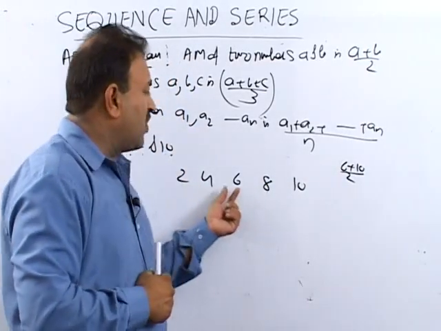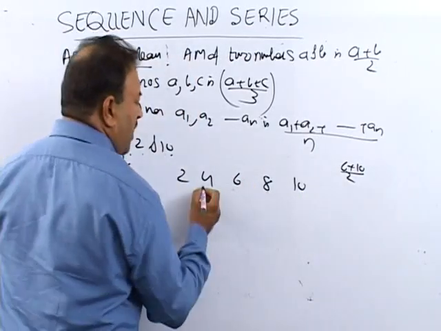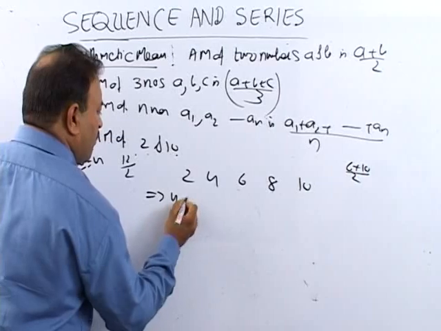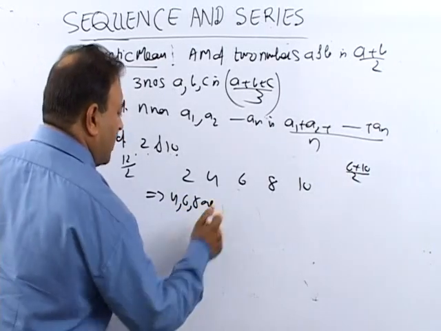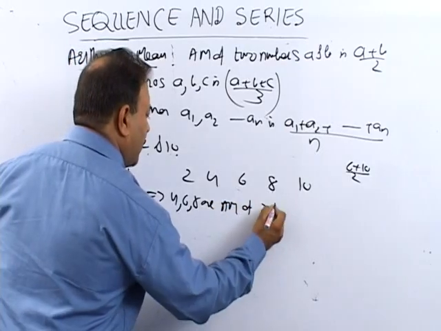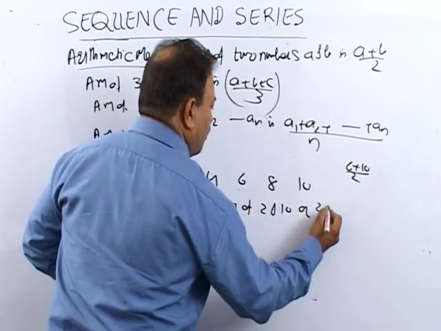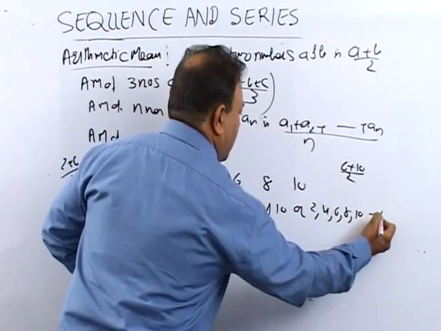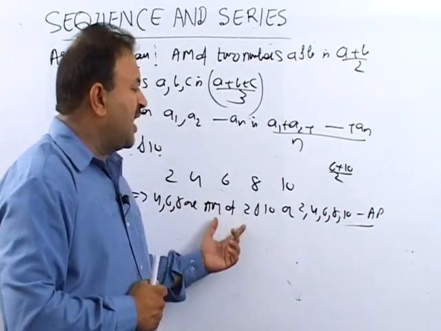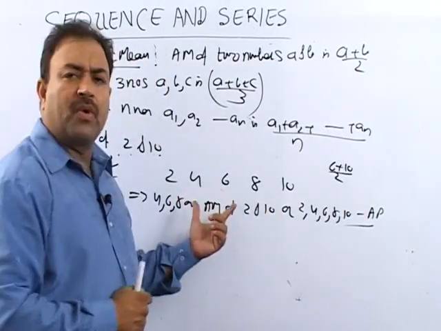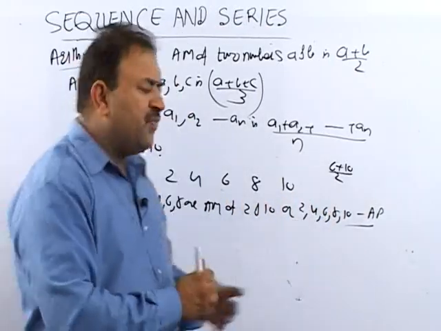If we keep taking the arithmetic mean in every interval like this, what can we say about these 5 numbers? We can say 4, 6, 8 are arithmetic means of 2 and 10, or we can say 2, 4, 6, 8, 10 are in AP. It means we can insert arithmetic means. How many arithmetic means can we insert between two numbers? We can insert infinite. How infinite?